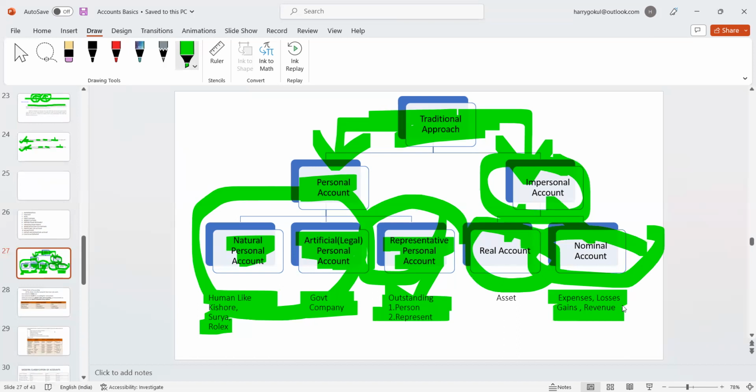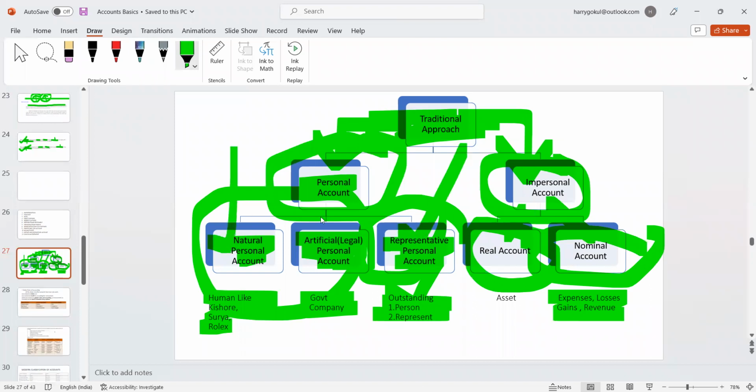Every time, a liability always represents a person. If I am liable to repay Sangeeta, Sangeeta is a person. She may be a representative person or natural person. I'm liable to pay property tax to the government, an artificial legal person. I'm liable to pay the income tax, also an artificial legal person. So everything can be classified into 5 heads: natural person, artificial person, representative person, real, or nominal.